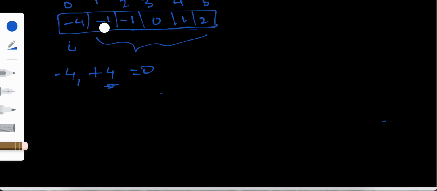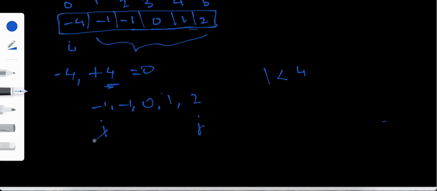Now again I start from here, and then what do I have? I have -1, -1, and then 0, and then 1, and then 2. I'll start my i here and I'll start my j here. What is i plus j? 2 minus 1, 1. Is 1 less than 4? Yes, it is. So I'll increase my i. But that is something I've already seen before. It doesn't matter, I don't need to process this element.